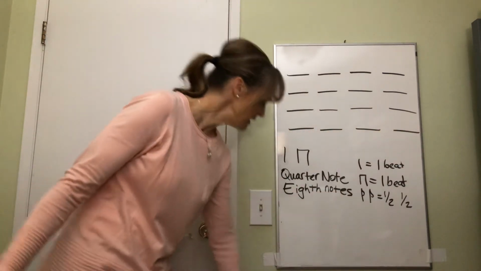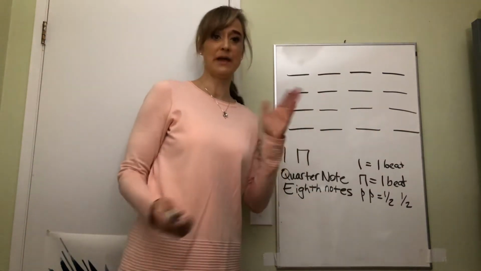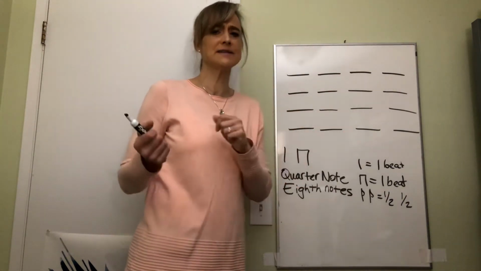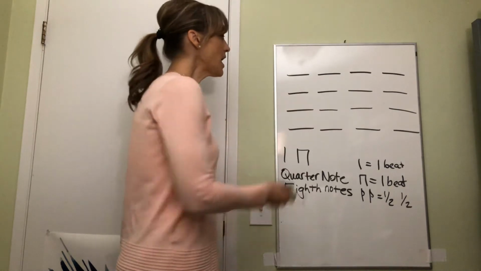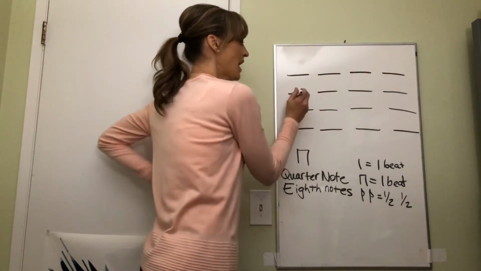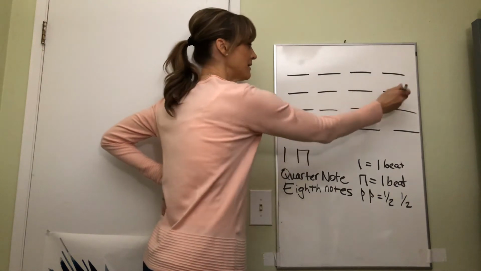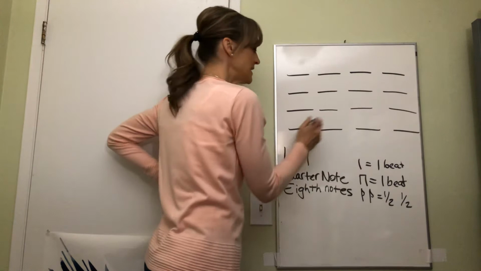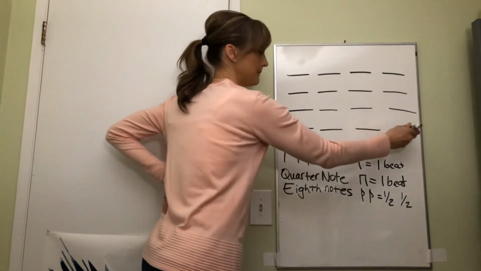All right, let's see if we can do it now clapping. And while we're clapping, just think, is it ta, is it ti-ti, or is that silence? Ready, go. 1, 2, 3. Johnny caught a flea. Flea died. Johnny cried. Tee, hee, hee.